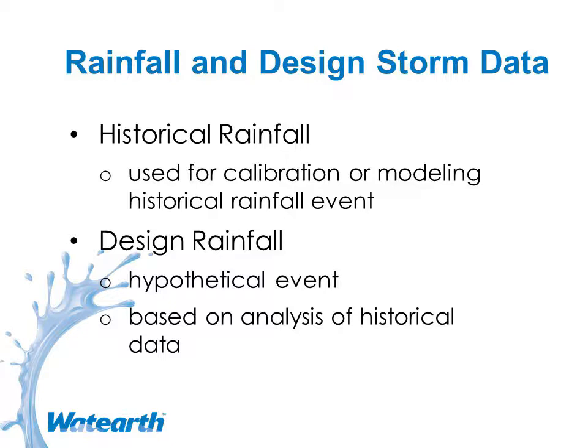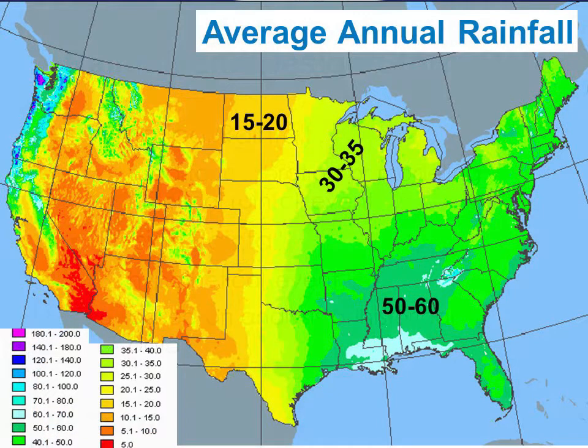So if you have your model set up and you're trying to calibrate it, you get the gauge data and you're trying to match either peak flows, or if you're also doing a hydraulic model, you might try to also match water surface elevations. All right, so average annual rainfall.